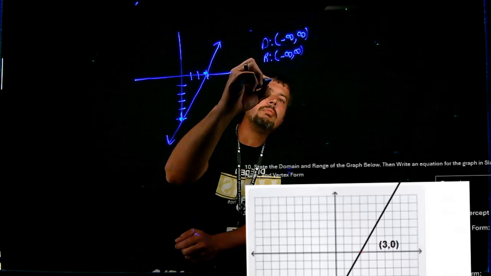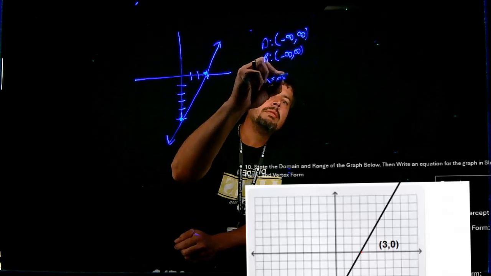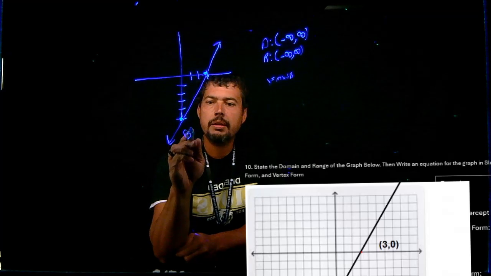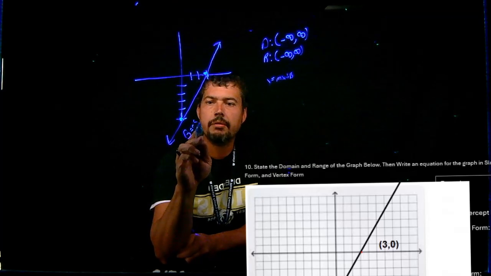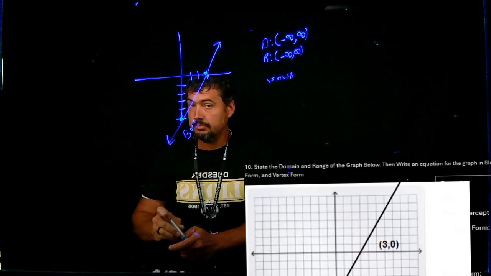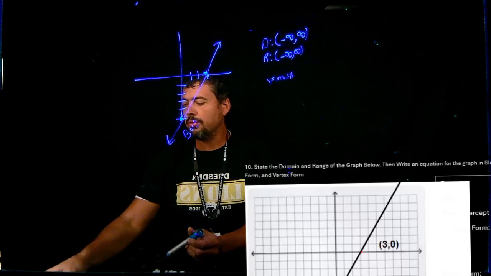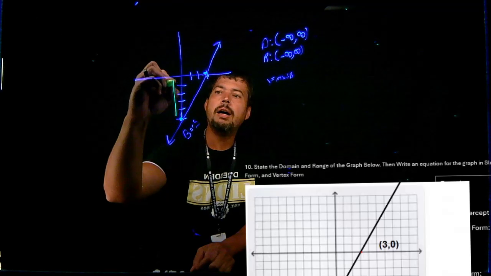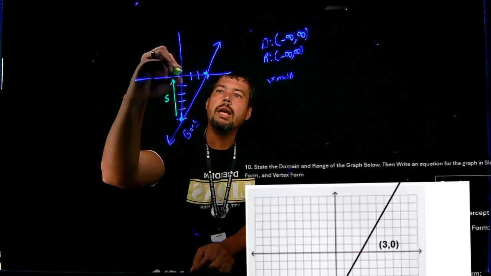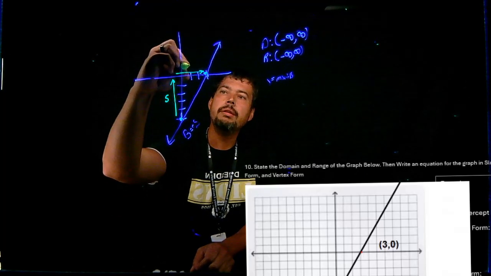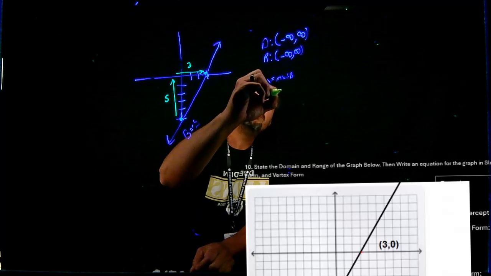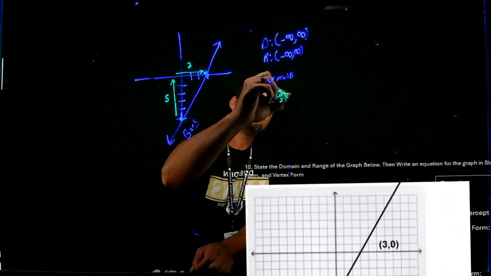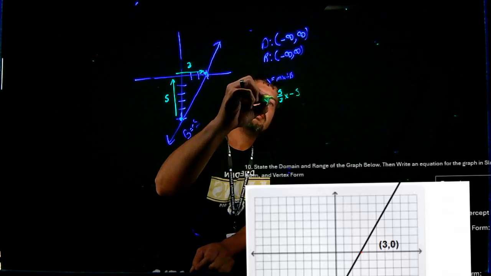Slope-intercept form, which is y equals mx plus b. All right, b is -5. That's easy. Your slope is your rise over your run. And we rise 5. And we run 3. So my slope here is 5/3. 5/3 x plus the -5, or just -5.